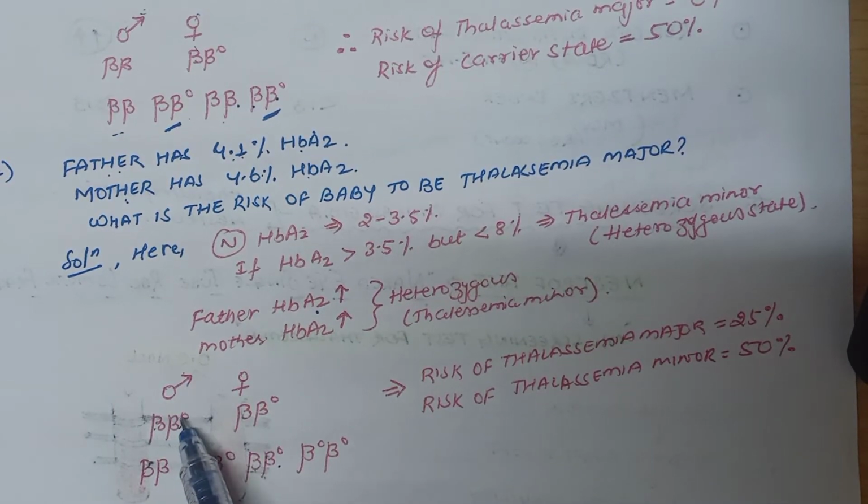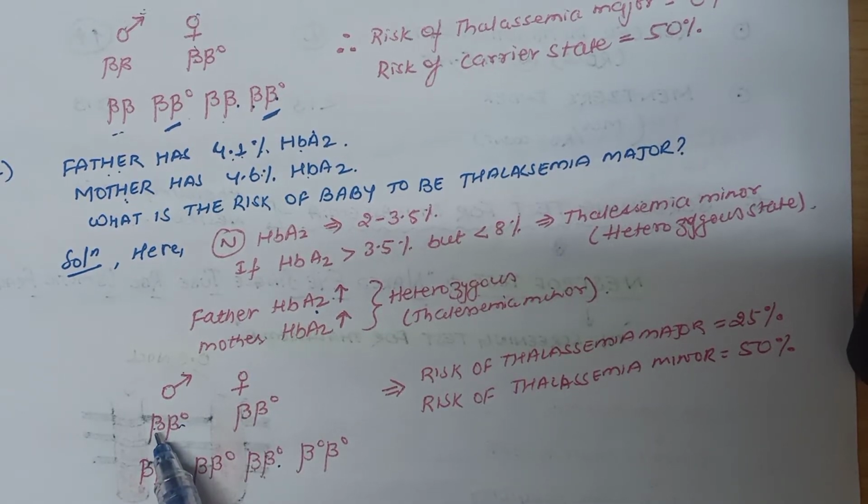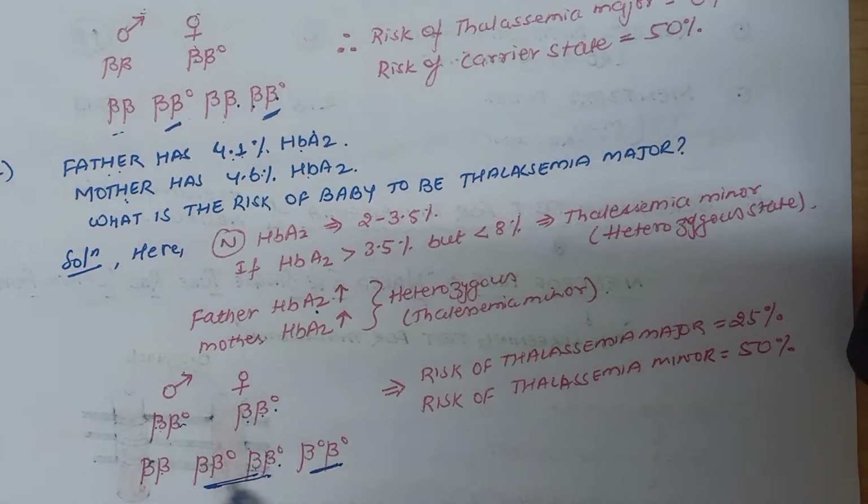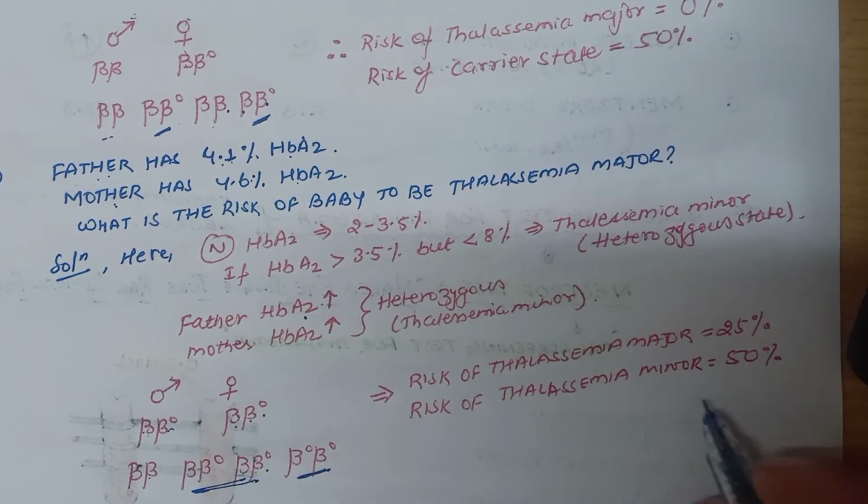Here, father is heterozygous and mother is also heterozygous. So father is having beta beta 0, mother is having beta beta 0. So the offspring will have beta beta, beta beta 0, beta beta 0 and beta 0 beta 0. So we are having one homozygous condition and two heterozygous conditions. So the risk of thalassemia major is 25% and the risk of thalassemia minor is 50%. So this is how you solve this question.